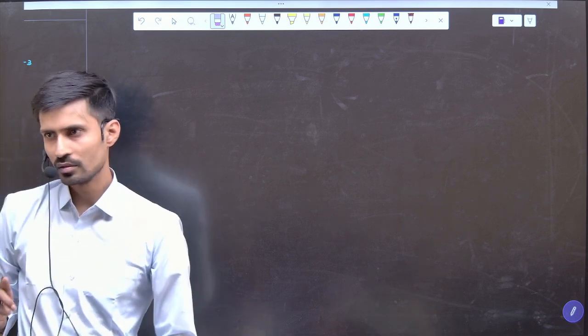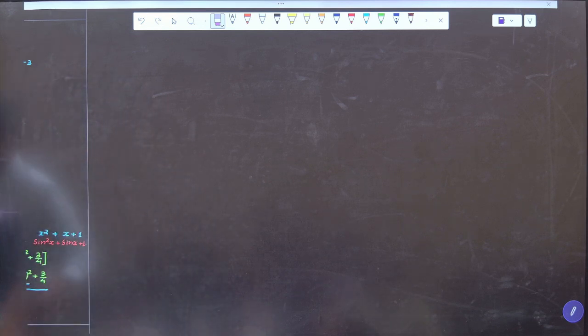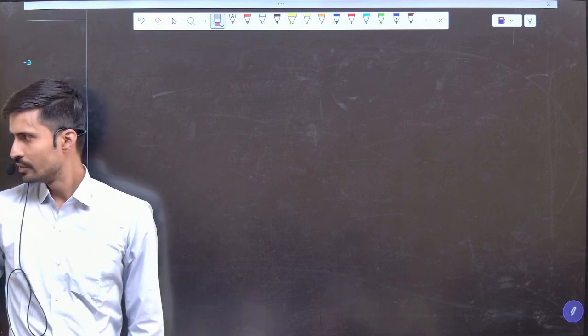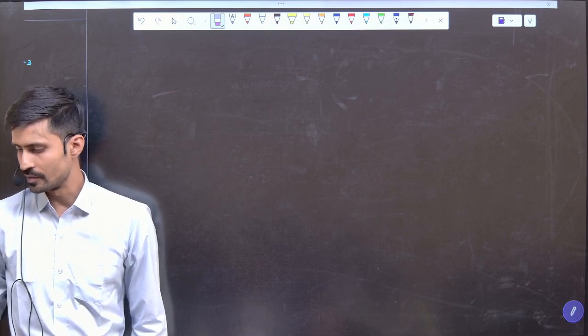So the question is: if x belongs to 1 to 4, find the range of x square plus x plus 1.